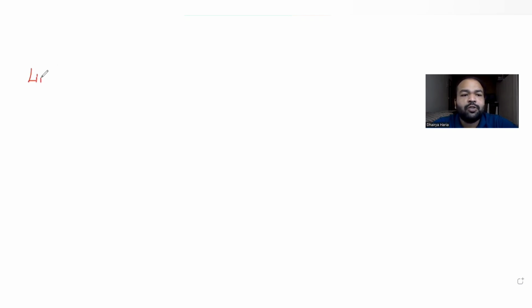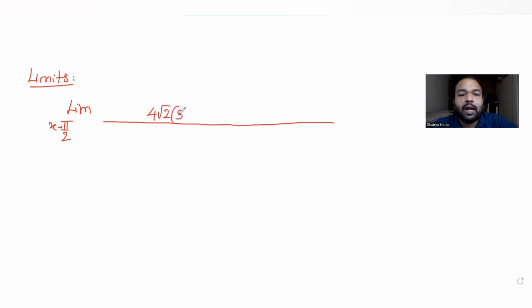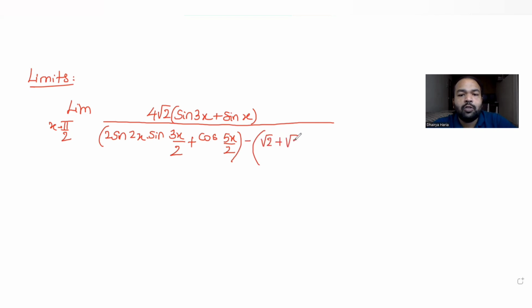Let's see today's question. It is from the topic of limits, and we have been asked to find the value of the limit as x tends to pi by 2 of a fraction. The numerator is 4 root 2 (sin 3x plus sin x), and the denominator is 2 sin 2x sin 3x by 2 plus cos of 5x by 2 minus root 2 plus root 2 cos 2x plus cos 3x by 2. This is the entire thing we need to solve.